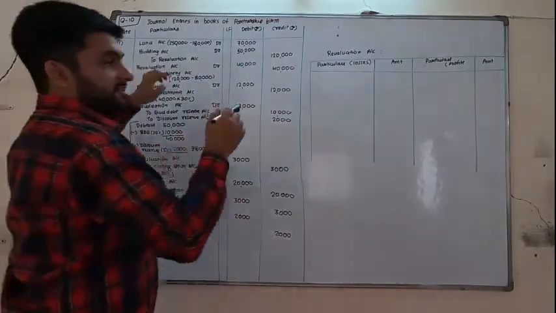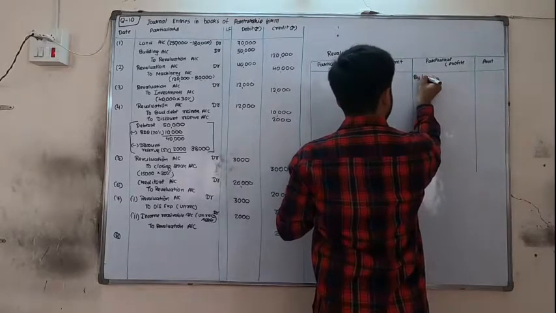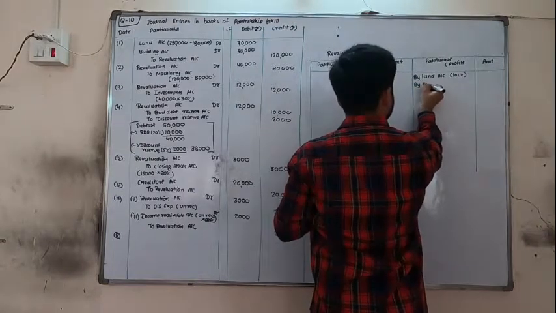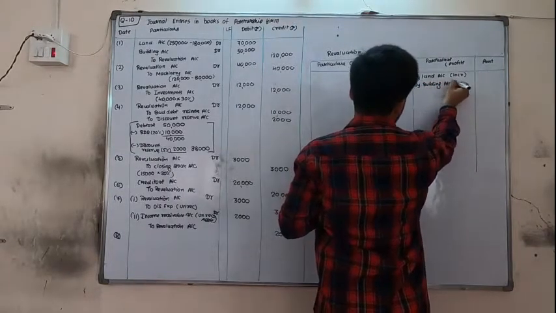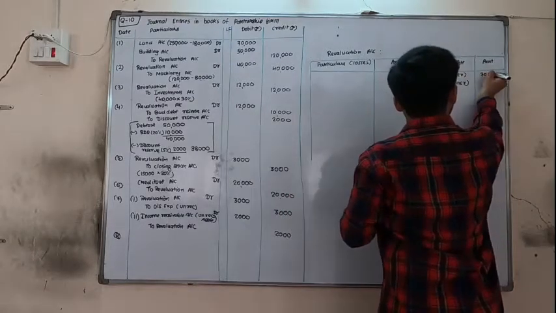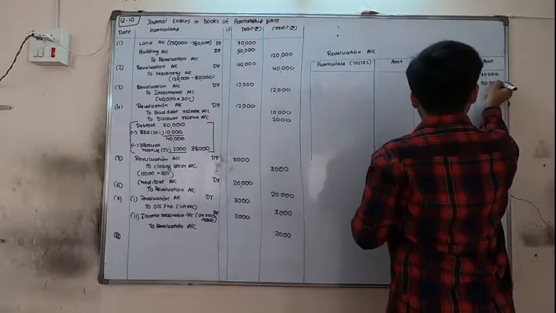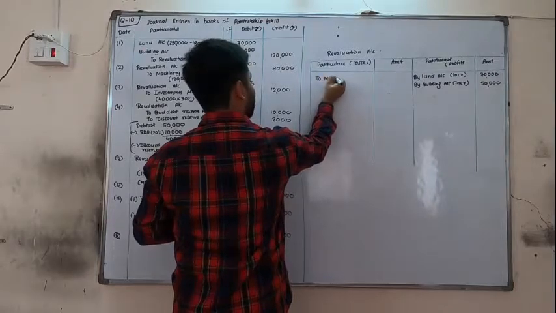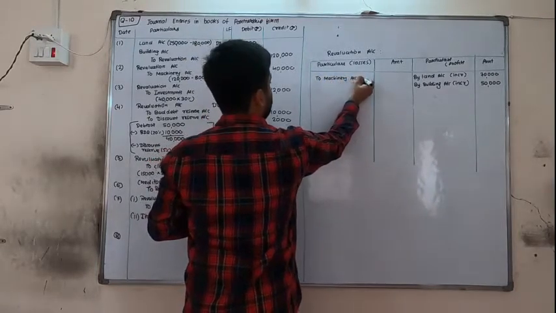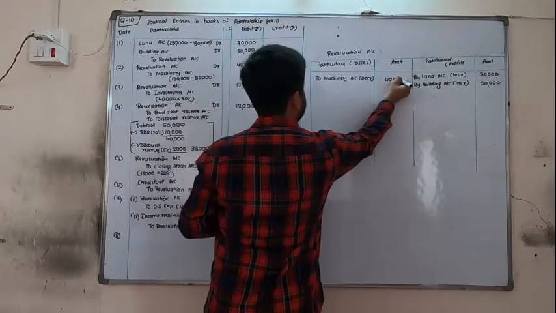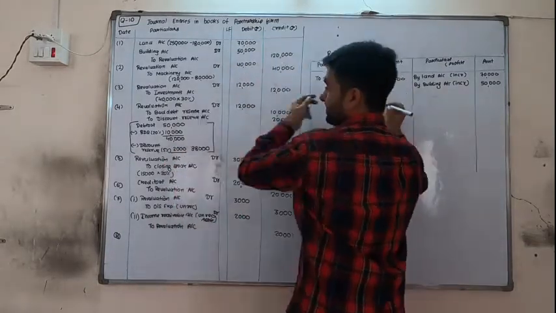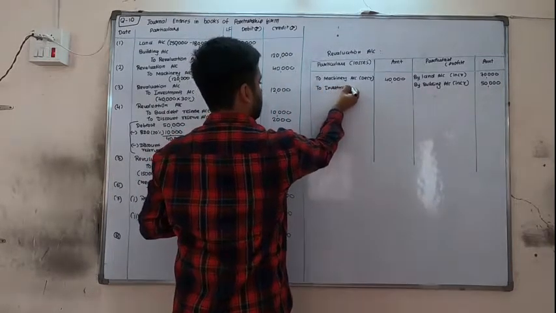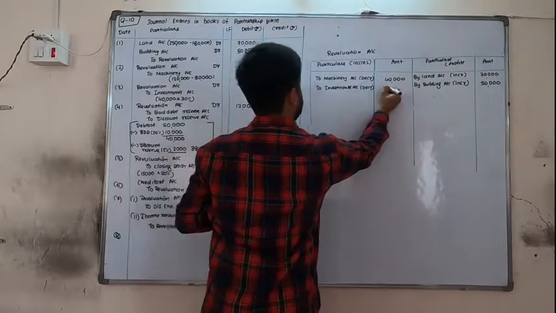Land building debit, revaluation credit. So on credit side, by land account in bracket increase, by building account in bracket increase, 70,000, 50,000. Revaluation debit, machinery credit. So debit side, to machinery account in bracket decrease, 40,000. Revaluation debit, investments credit, then debit side, to investments account in bracket decrease, 12,000.